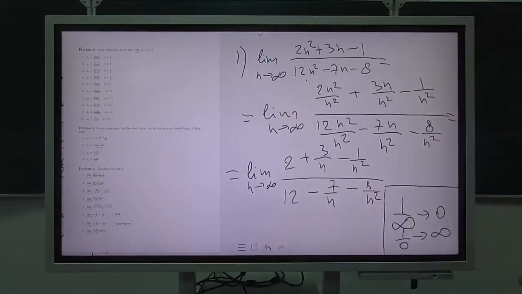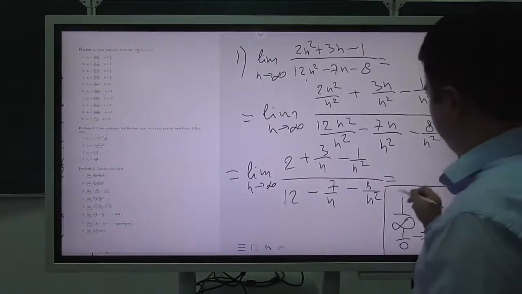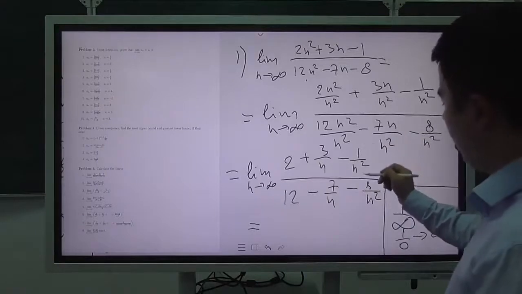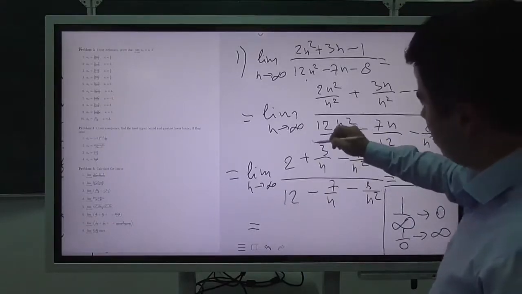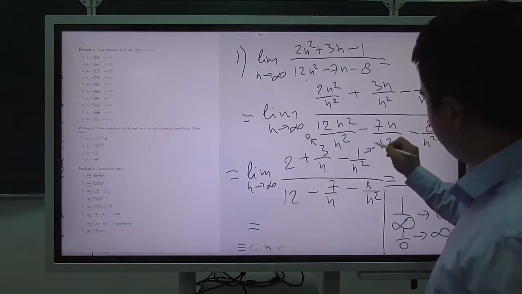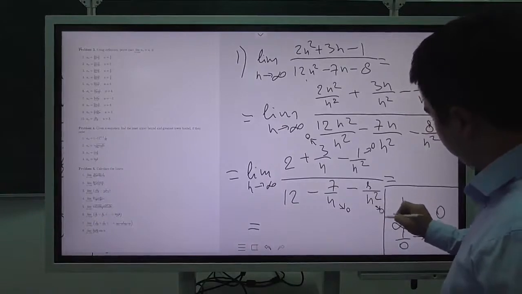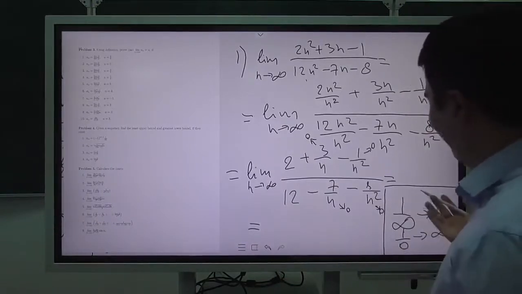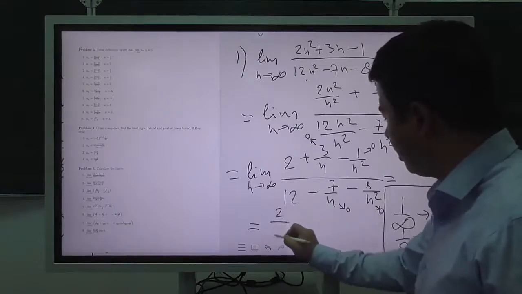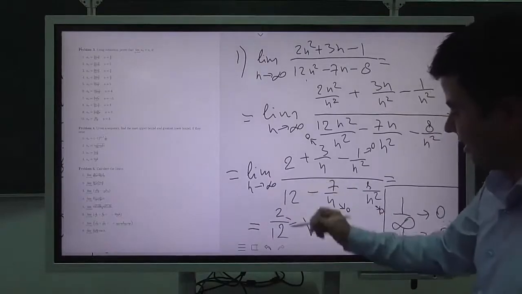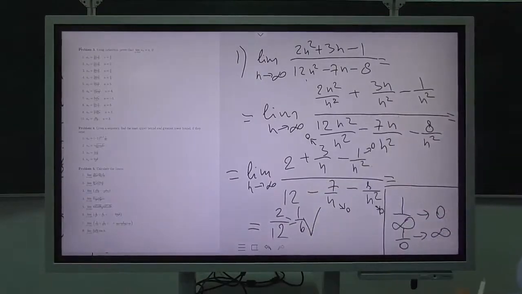Let's use this property. So here we have 3 over infinity and minus 1 over infinity. It means it goes to 0 and it goes to 0 also. And this one goes to 0 also, and it goes to 0 also. So what we have? We have just 2 over 12. This is the answer. Or we can cancel them, 1 over 6. So this is our limit, 1 over 6.